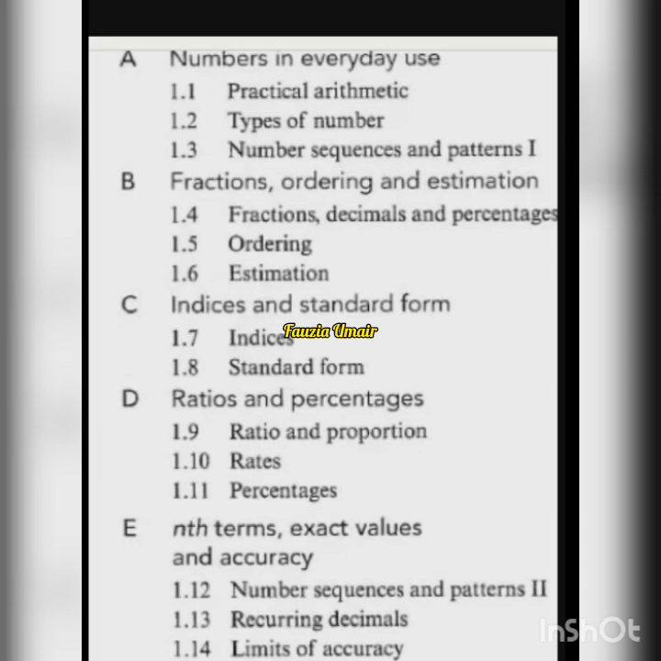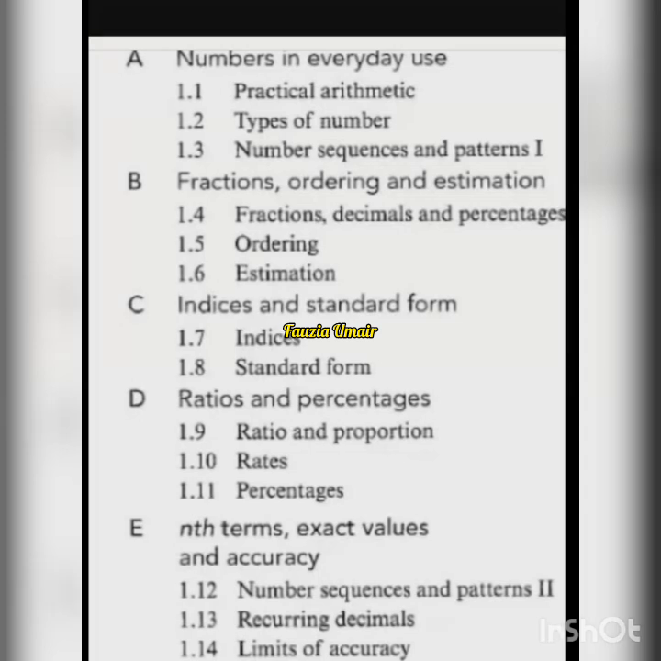All right. This is chapter 1. Kinza, what do you think? So we can do number sequences right now. We can start number sequences, and then from tomorrow onward, probably we can start with the indices and standard form. And then definitely ratio and proportion. And then we can do the rest, the fourth one. Thirds are there also. Limits of accuracy is there. So should we continue with the same chapter? No, we should move on to the next one.